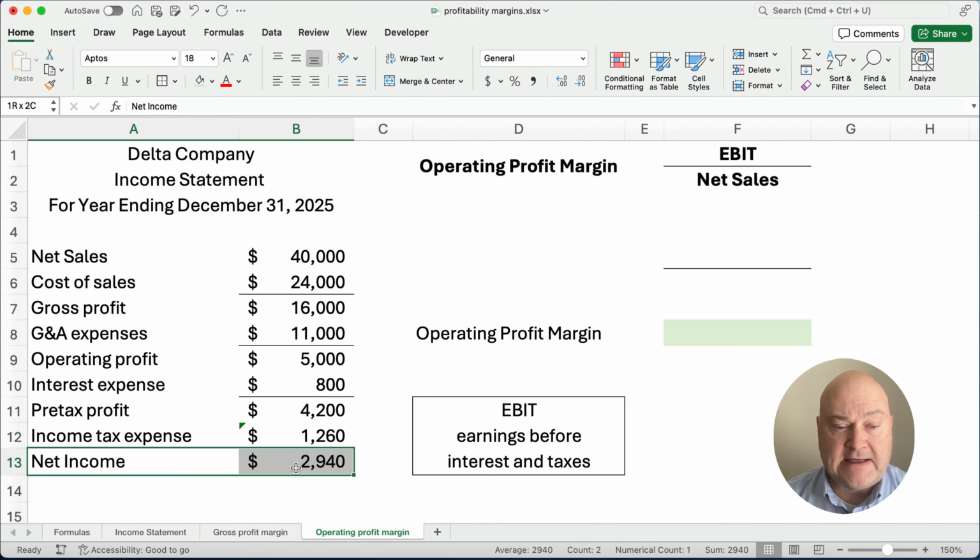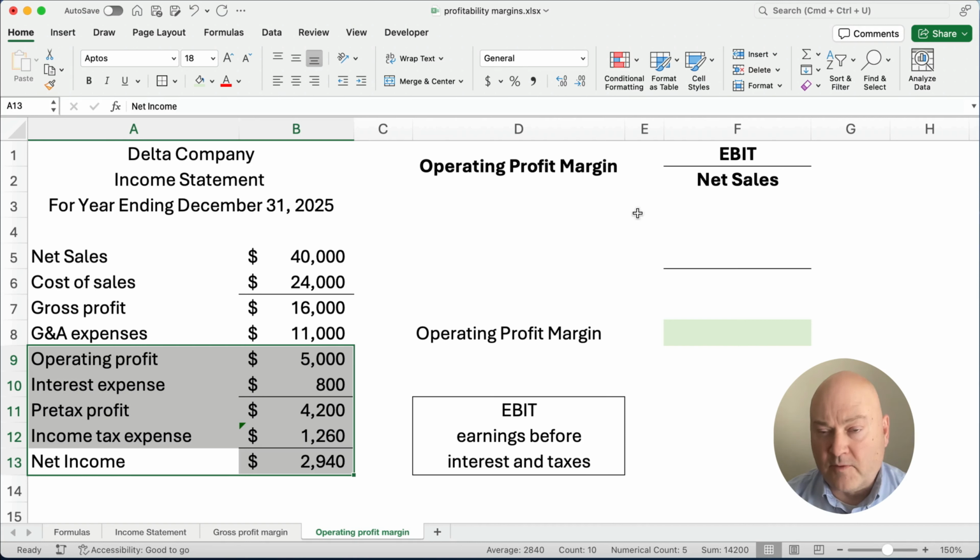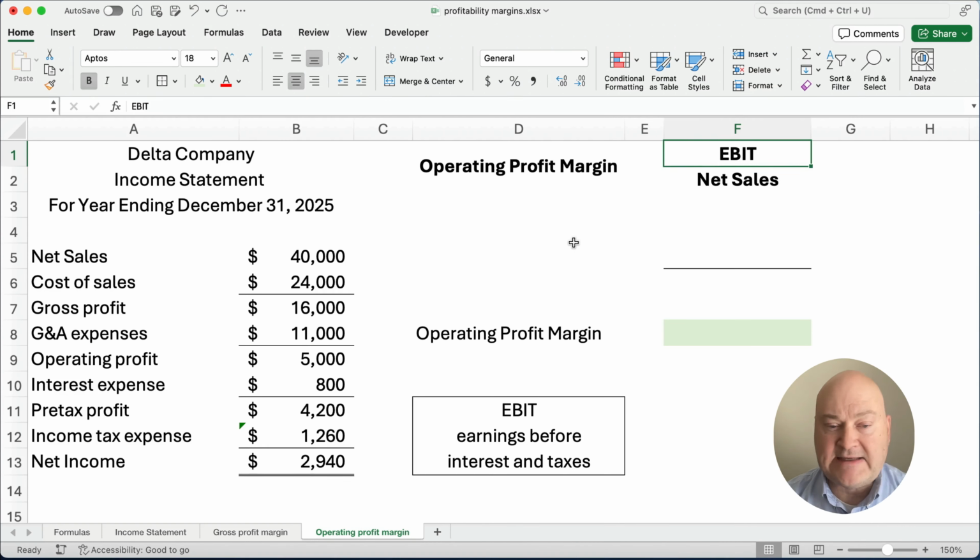And so you would take net income and then add the income tax and you get $4,200, add the interest expense and you get $5,000. So our operating profit margin formula is going to be EBIT, or operating profit, divided by our net sales.